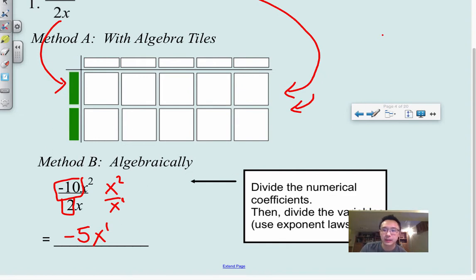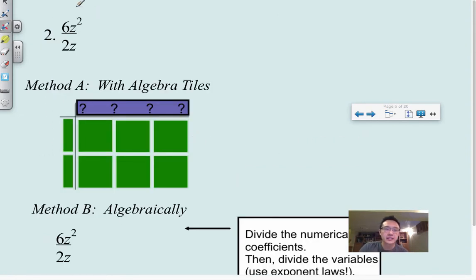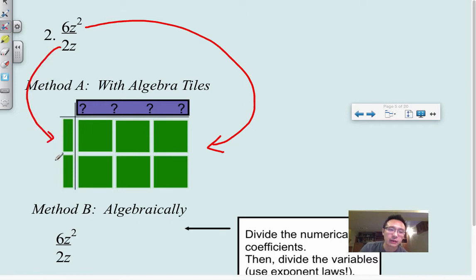Going to the next one, we have 6z squared. So remember, the top one is my total. That's going to be in the middle. Positive, all green squares. 2z, I have 1z and 1z. So what can go into this to get these 2 shapes? Well, the only way to get it is you're going to have something that looks like this, because this is going to be multiplied by that to get the square. This is going to multiply that to get the square.